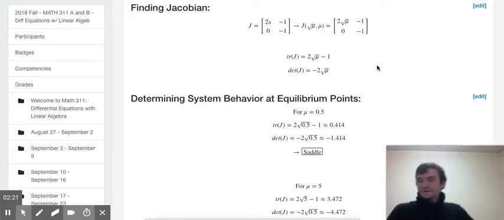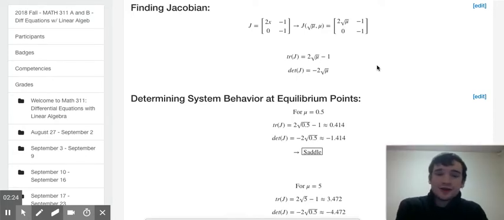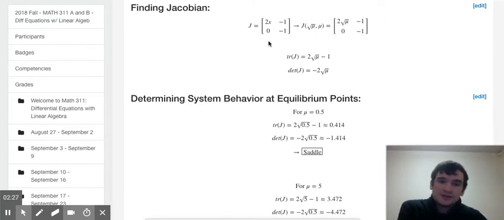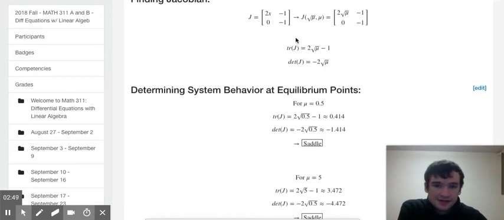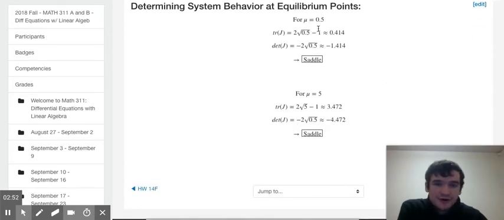So we can verify our equilibrium point behavior by using the Jacobian. As you can see here, the Jacobian only depends on the x variable. The y was kicked out, taking the partials. So we plug in the square root of mu for the x over here. Trace comes out as 2 root mu minus 1, and the determinant is negative 2 root mu. So this is the general rule for all Jacobians in this system. When mu is equal to 0.5, the trace comes out as 0.414, determinant as negative 1.414.